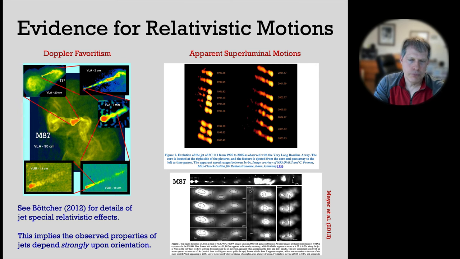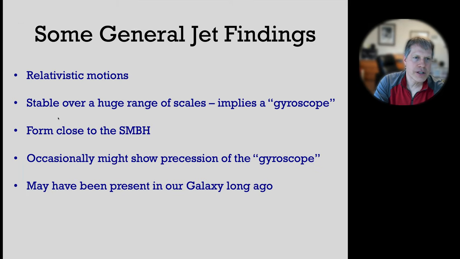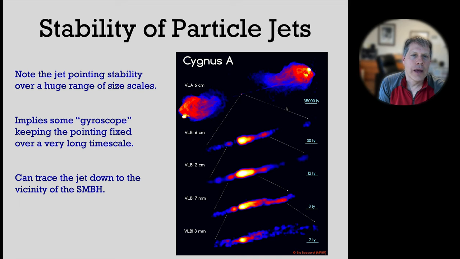Okay, so the jets are unquestionably relativistic. That's point number one. Point number two, I want to talk about how these systems are stable over a huge range of scales, implying a kind of gyroscope, keeping the axis of these systems stably pointed in the same direction for millions of years. Okay, so I'm going to show you a couple of examples of jets maintaining their pointing direction on a huge range of scales.